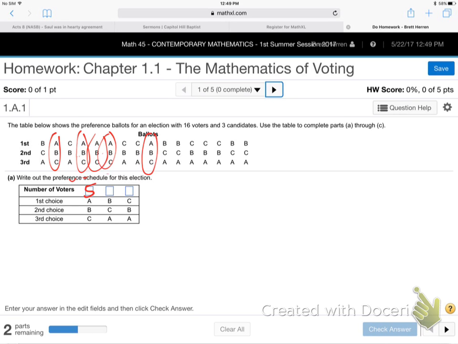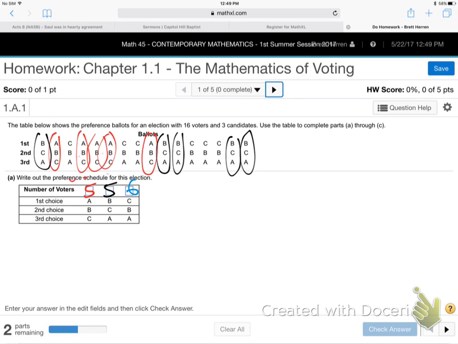All right, what's the next one? How many BCAs? 1, 2, 3, 4, 5. Looks like 5 BCAs. And the rest are the other one, I guess? CBAs. 2, 3, 6 CBAs. 6 CBAs. All right, that's part 1. I've got to go to part 2 and part 3.